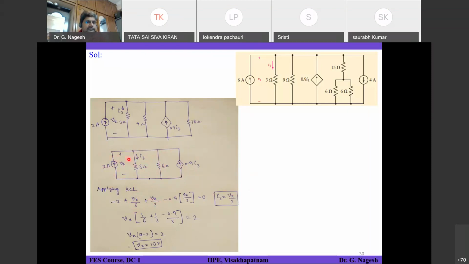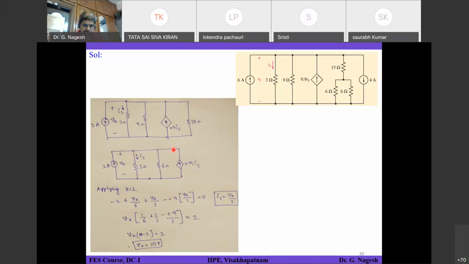But I want to know what is the current flowing in this direction, that means from top to bottom. Because I want to apply KCL in such a way that all the currents leaving that particular node equal 0. I want to know what is the current leaving that particular node through this branch. What will that be? 2 amperes is already given, so the current leaving that node will be opposite to this 2 amperes current source. So that will be minus 2. That's why I have written minus 2.